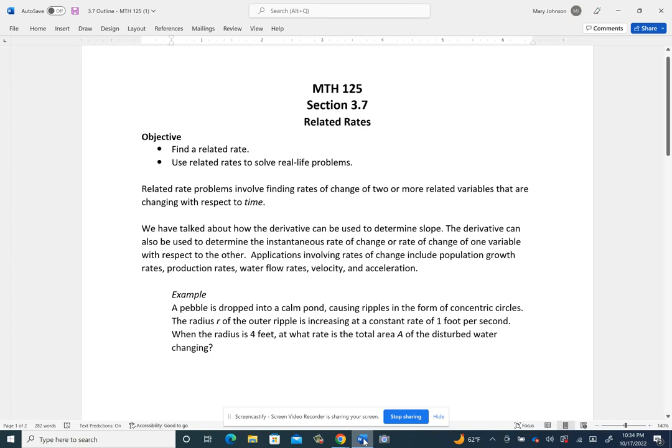All right, I'm going to make a video for section 3.7 on related rates, at least a little intro to the idea. That way we can spend time in class working through some homework problems and some examples.